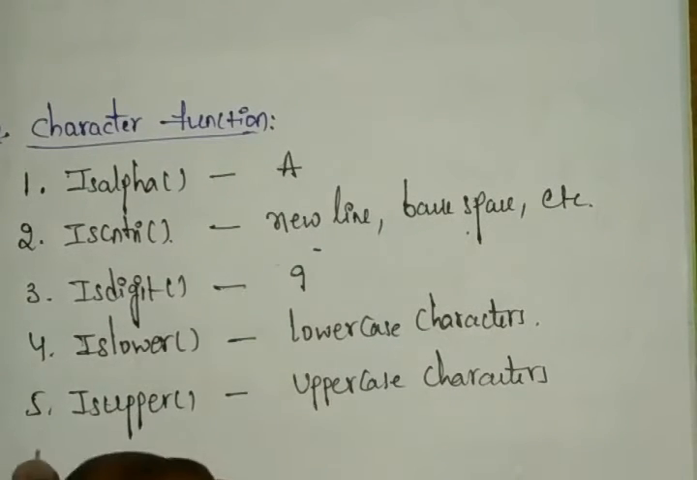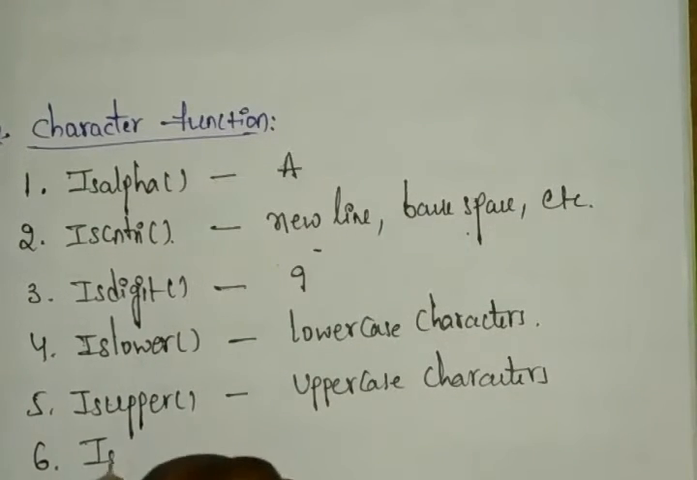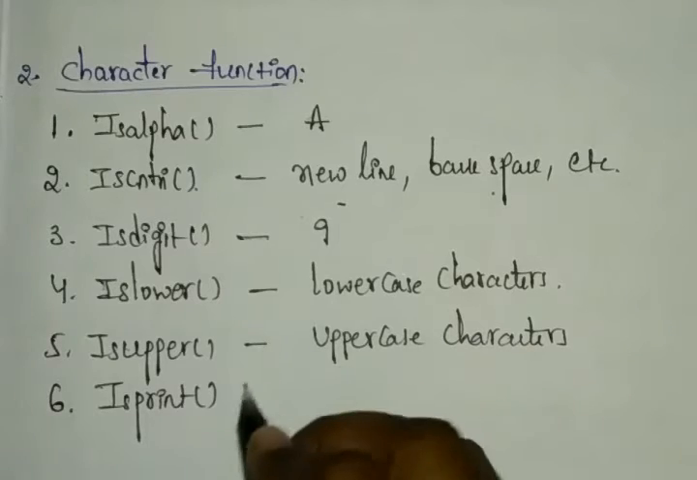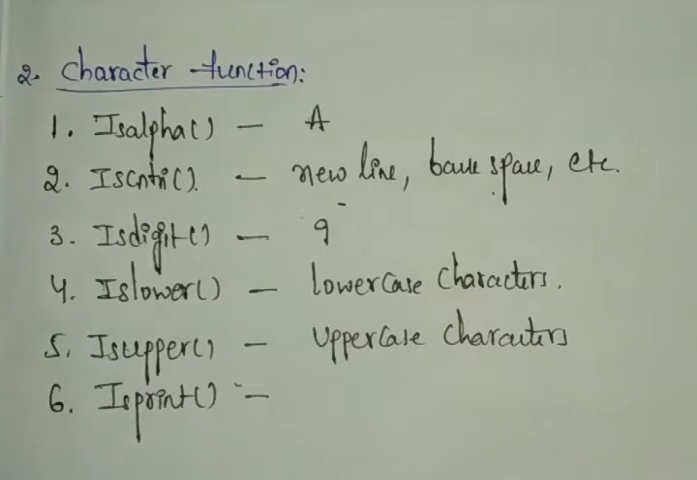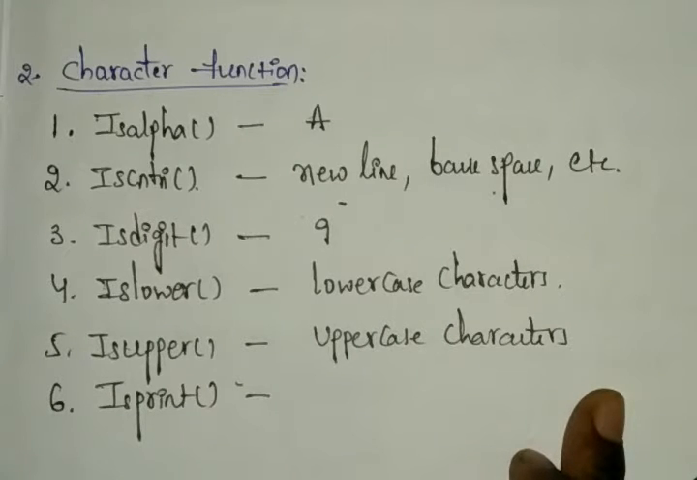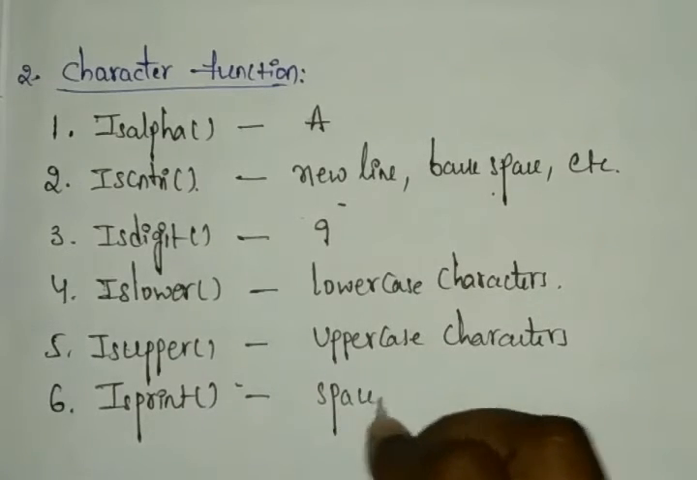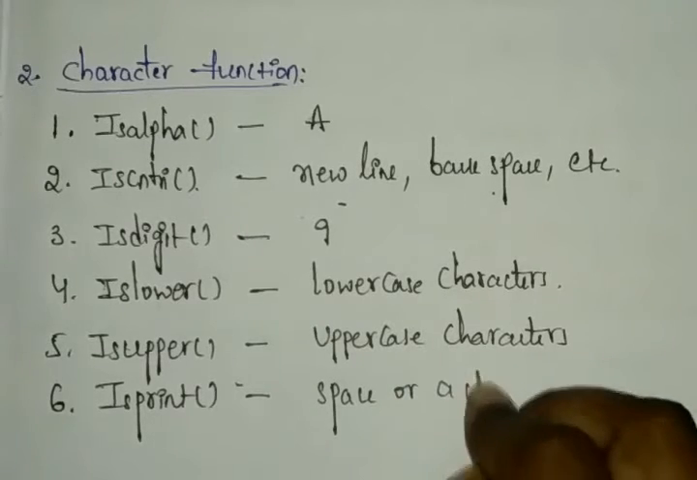And next we have isPrint. In isPrint, whatever you are printing as input, like when you write in the printf section, whatever you write in the printf section will be visible in the output, right? The function returns non-zero if the entered input is a space, or else it may be any character.